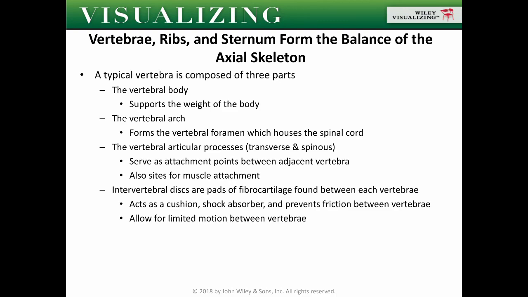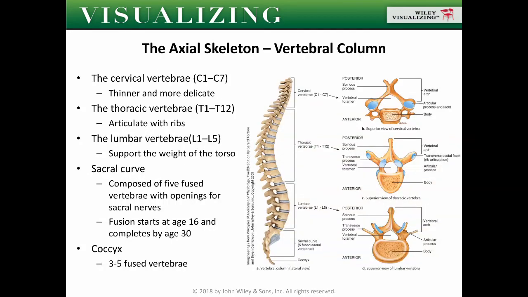And then you have the vertebra, the ribs, and the axial skeleton. The vertebra consists of 3 parts: the vertebral body, which supports the weight of our body; the vertebral arch, which has the foramen that houses the spinal cord; and the articular processes. The vertebra not only supports our body but also protects the spinal cord, and it's curved. Our vertebrae are usually curved.